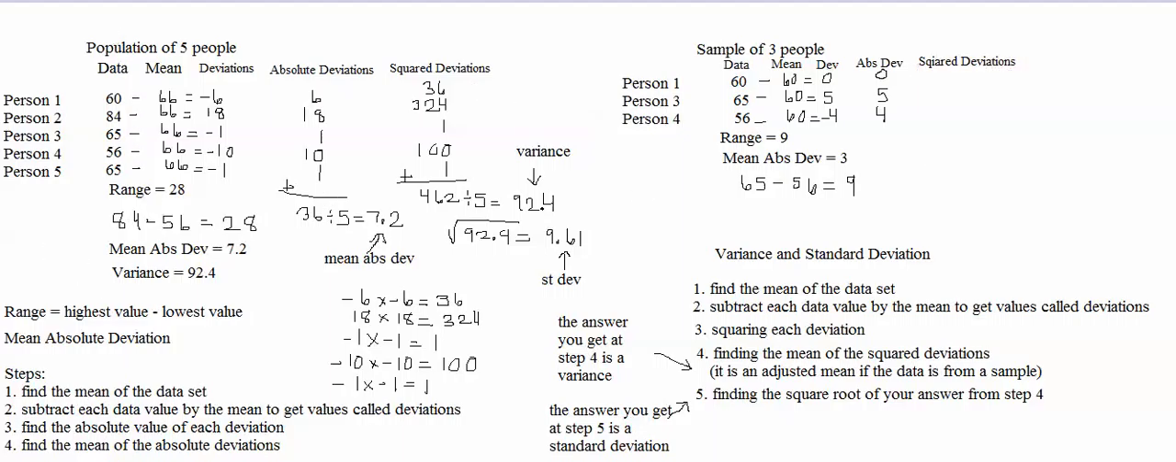So we'll start with 0, which is the first deviation, and square it. 0 times 0 is just 0, meaning 0 squared is 0. 5 squared, which is 5 times 5, is 25. And negative 4 squared, which is negative 4 times negative 4, is 16, because the negatives cancel out.